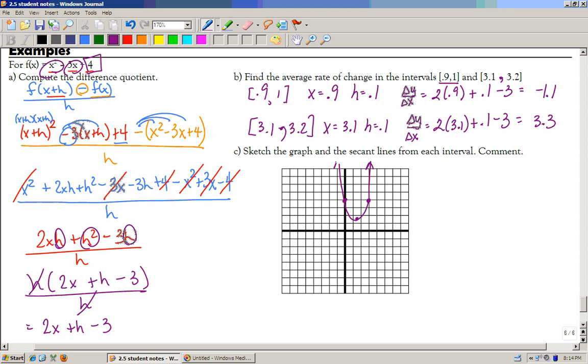And we're looking at the two values of our intervals from 0.9 to 1. If you look at that secant line and draw that in, from 0.9 all the way up to 1, between those 2 points, notice that it is a secant line of a negative slope, and we found it was negative 1.1. If you also look at the next one, going from 3.1 to 3.2, going from about here to here, we connect that. It's going upward, positive, and it's a much steeper slope because it's a 3.3 rather than a 1.1. So the first one has a negative slope going down at a constant rate, and the next one is a positive slope and is going up much taller, much faster. And that's it.